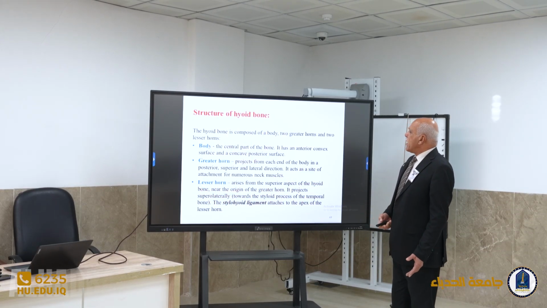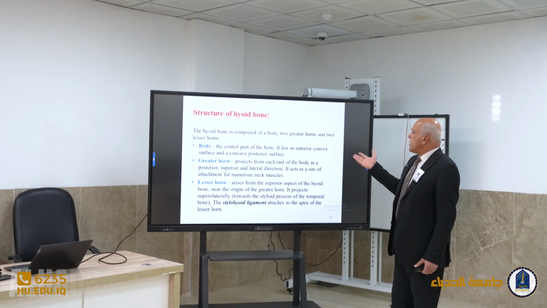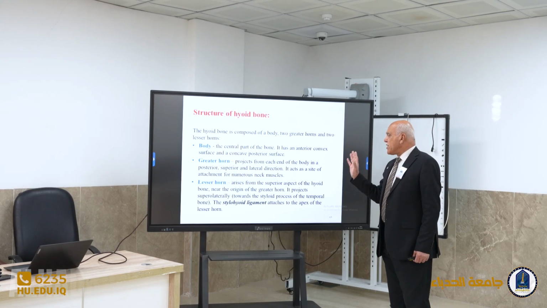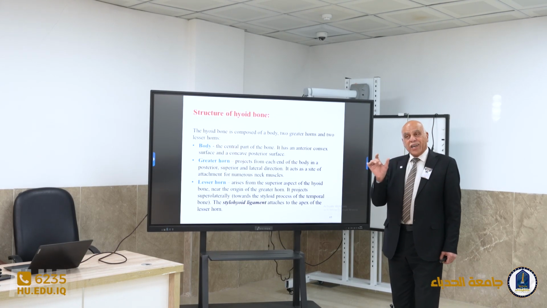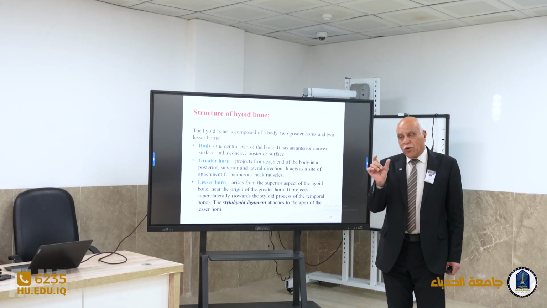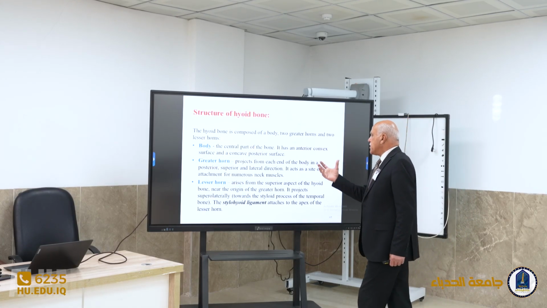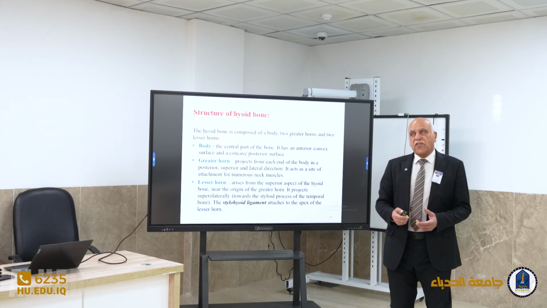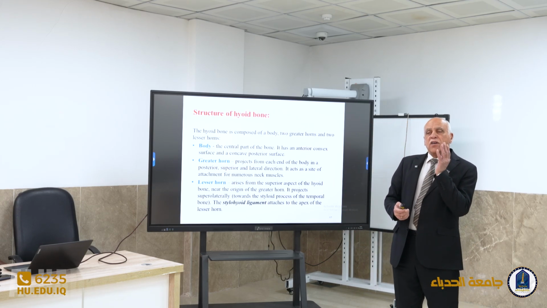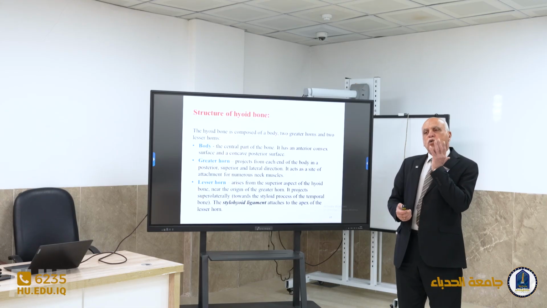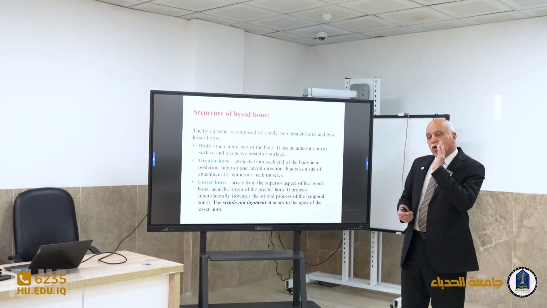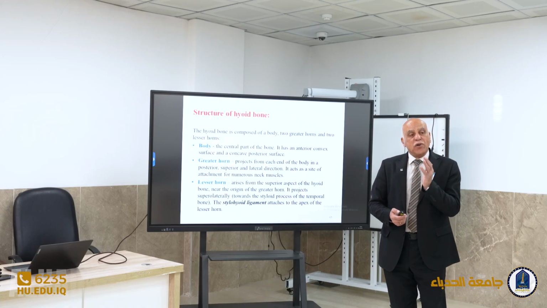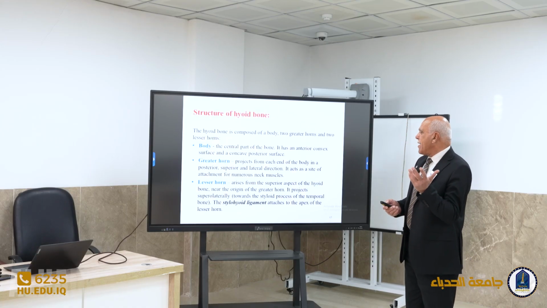Now, what are these parts? The hyoid bone, as I said, is composed of the body. First of all, the body, which is the central part of the bone. الجزء المركزي من الهايود بون U-shaped is called the body of the hyoid bone. It has an anterior convex surface. Anterior surface مالته يكون convex محدب. And a concave posterior surface. والposterior surface of the hyoid bone is concave, مقعر.